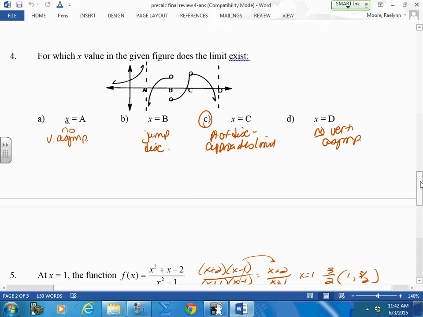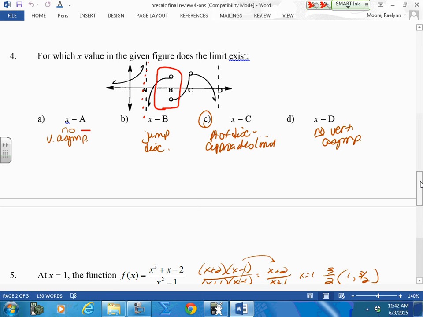This one is always a nice one. For which value in the figure does the limit exist? So at A, is there a limit at A? Do those two pieces of the graph reach the same point? No. There's a without bounds. I've got an asymptote here. No limit exists here. At B, nope, this is your jump. There's no way I'm going to connect those.